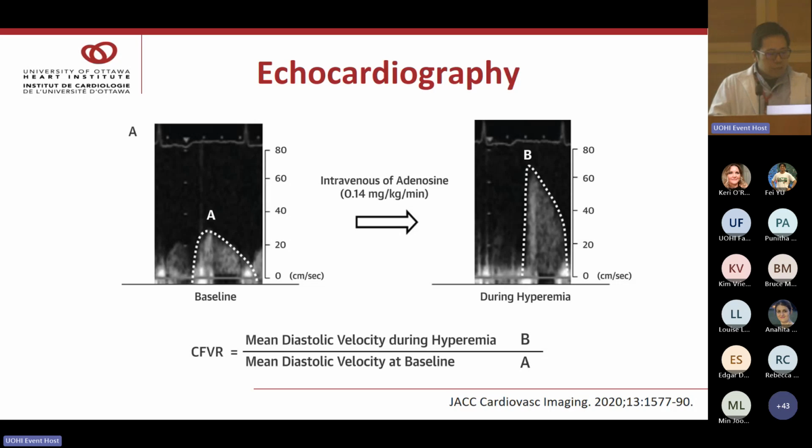Here you can see an example of coronary flow measurement by Doppler echo. The mean diastolic velocity is evaluated at rest and during stress, and coronary flow velocity reserve, CFVR, is calculated as the ratio of these 2 measurements. A CFVR less than 2.0 is considered coronary microvascular dysfunction. Overall, echo is a cost-effective and radiation-free method, but it's highly operator dependent and affected by the patient's body habitus.